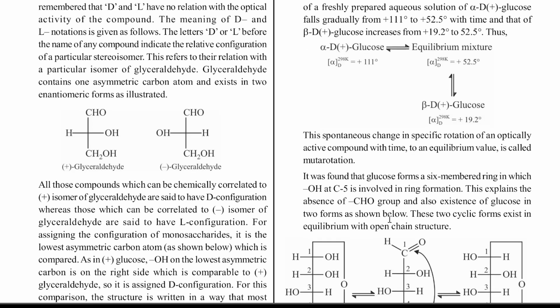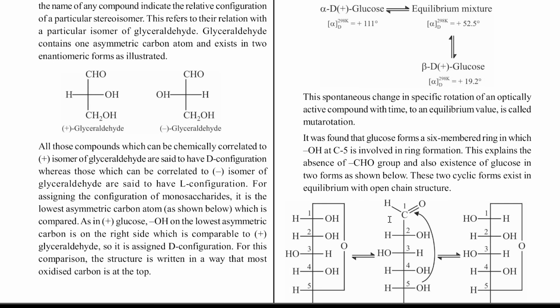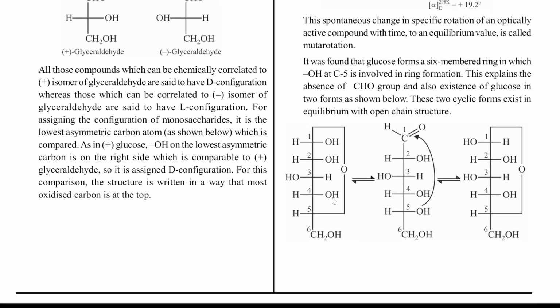It was found that glucose can form a 6-membered ring in which OH at the 5th carbon is involved in the ring formation. This also explains the absence of CHO group and also the existence of glucose in two forms, as you can see here. The OH from the 5th carbon is used here to form a linking between the 5th and the 1st carbon, and this forming of linkage forms such a structure with oxide linking here.